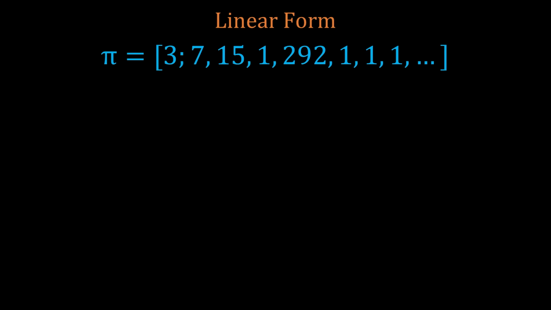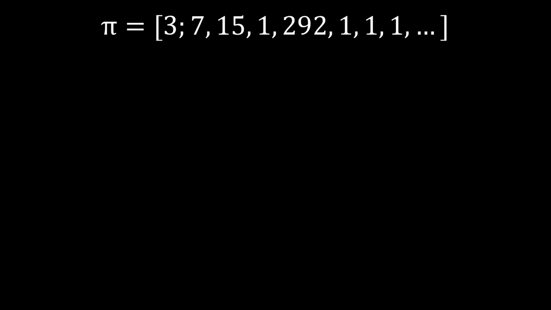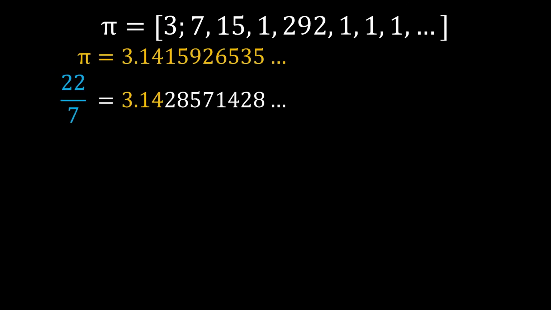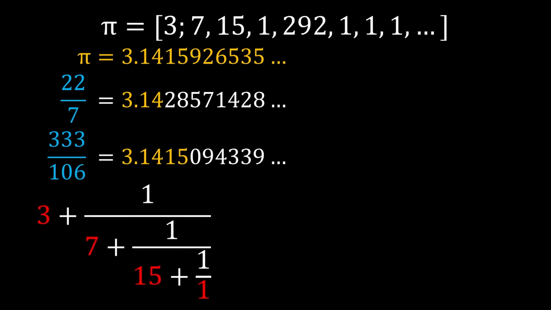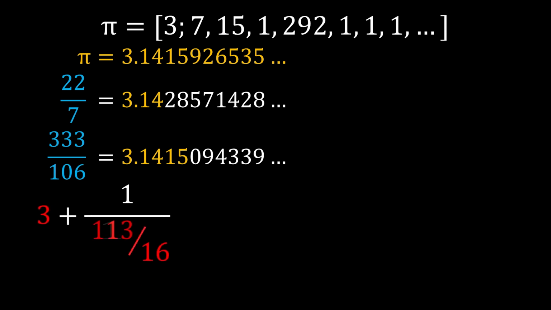Now we want to use these terms to make fractional approximations of pi. If we take the first 2 terms and convert that back to the expanded form of the continued fraction, we can then simplify that to a simple fraction. That gives us 22 over 7, which as you can see is already a decent approximation for pi. Let's take the first 3 terms now and see what it gives. And let's keep going down the line a couple more times to see how accurate we can get.